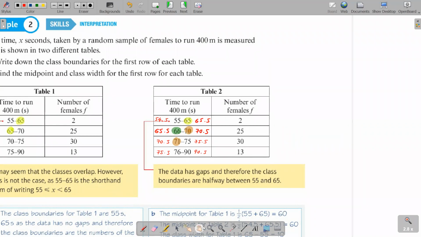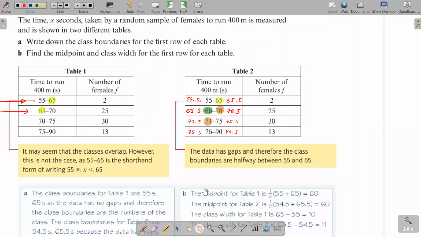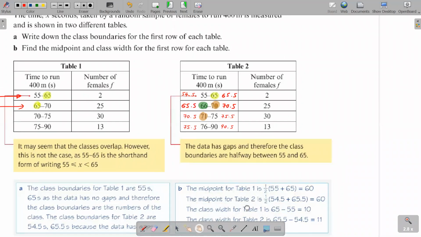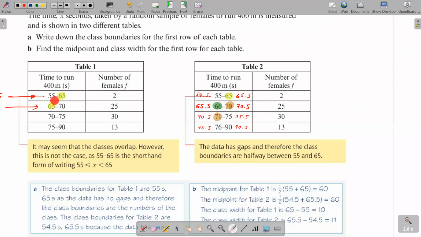So when you take the class width, what is the class width? Class width is the difference between the upper boundary and the lower boundary, isn't it? So how do you get the class width? You subtract, right? So the class width for table 1 and table 2. For table 1, we already have the corrected boundaries. Directly, the class width for table 1 is how much? 65 minus 55. Just directly subtract the values.